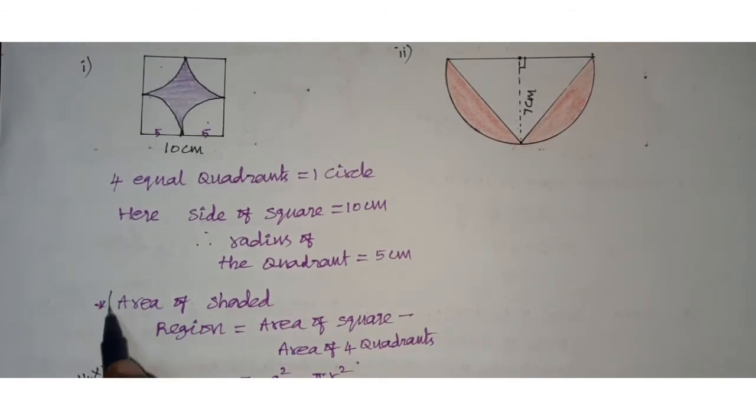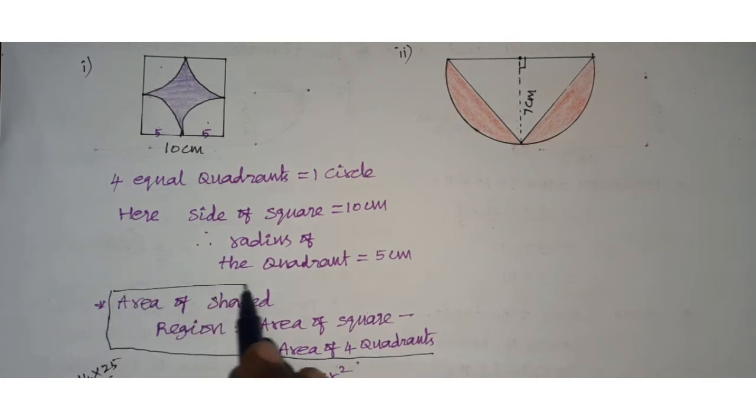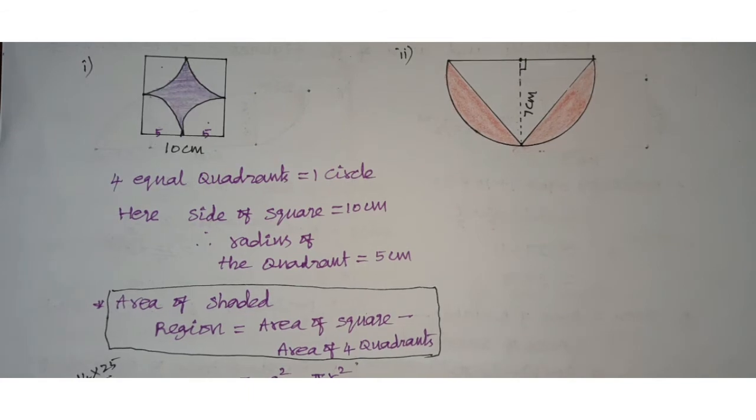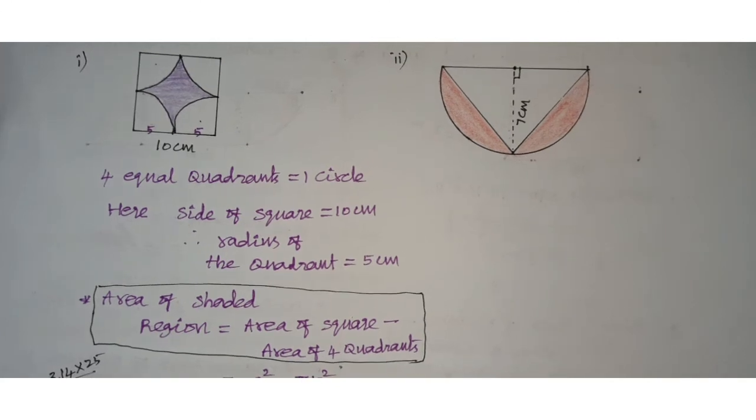Okay, so when you look at the diagram, you should get the idea. The area of shaded region equal to area of the full square minus area of the 4 equal quadrants. And also remember students, area of 4 quadrants equal to one circle. Okay, yes. Now second sum.